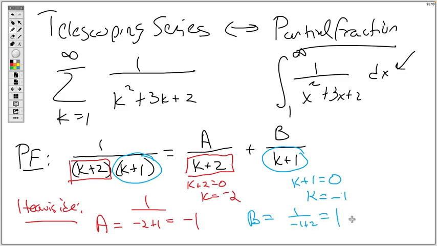Alternatively, you could multiply both sides by the denominator and then cheese by putting in -2 and -1. That amounts to the same thing. Or you could multiply both sides by the denominator and equate powers of k. You're going to get to the same place. All right. So how does this help us?